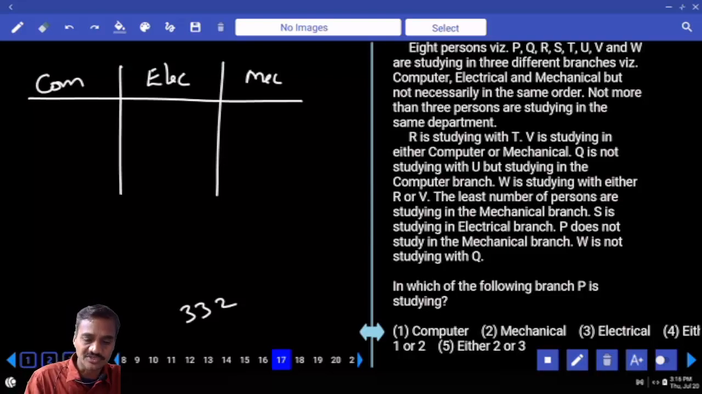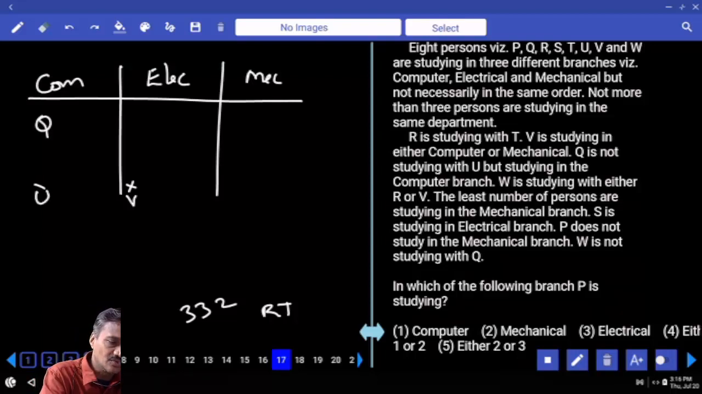R is studying with T. R and T in the same. V is studying either computer or mechanical. That means V cannot be electrical. Q is not studying with U, but studying in computer. Q is here and is not studying with U, so U cannot be here. And W is studying with either R or V. Now W is studying with whom? Either R or V.